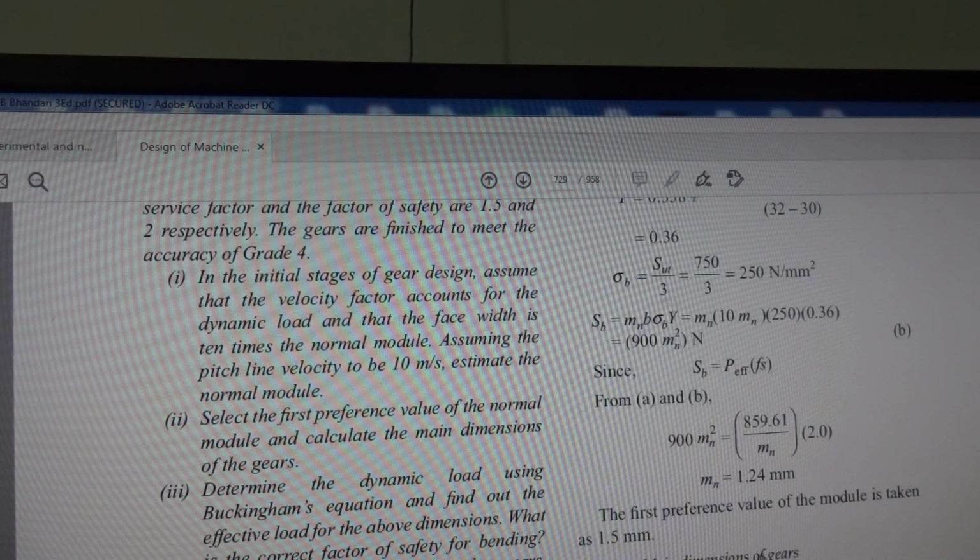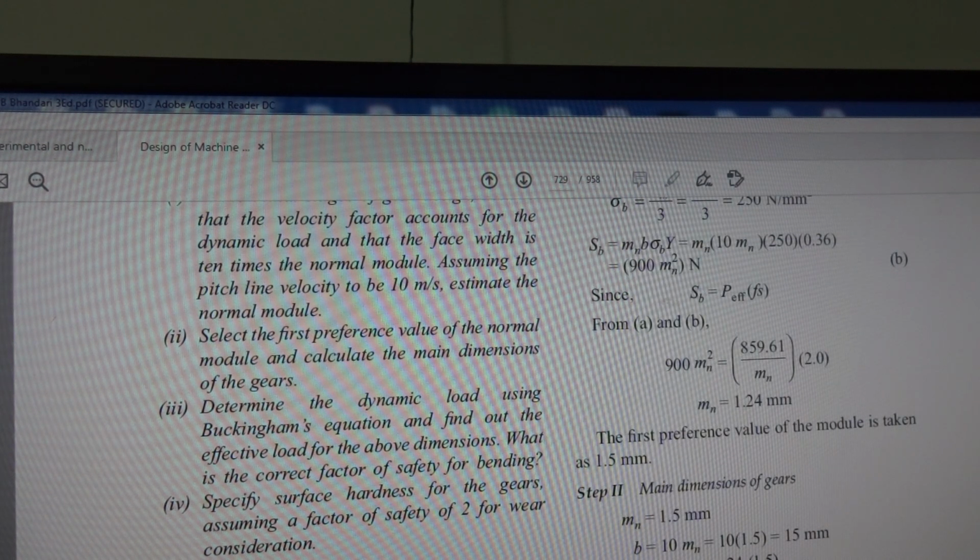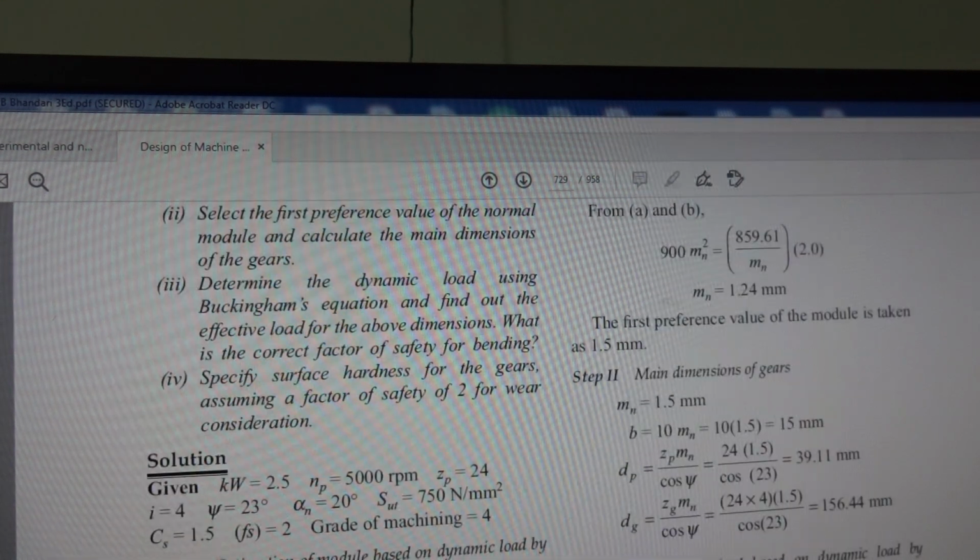Now main dimension of the gear, mn is equal to 1.5 mm, b is equal to 10 mm given in the question. So this one is the 15. dp is equal to zp mn upon cos psi. So 24 into this, 39.11 mm. Similarly, dg is equal to zg mn by cos psi. So this one is the 156.44 mm. So the two parts have been finished.